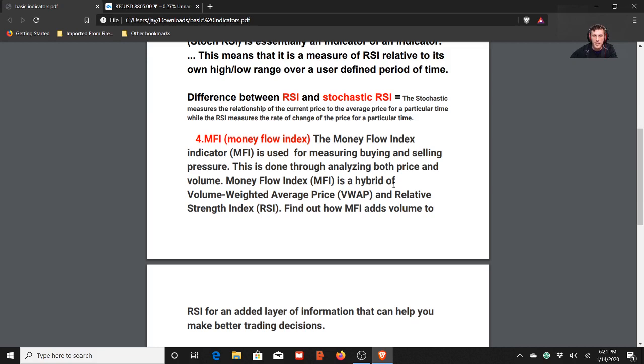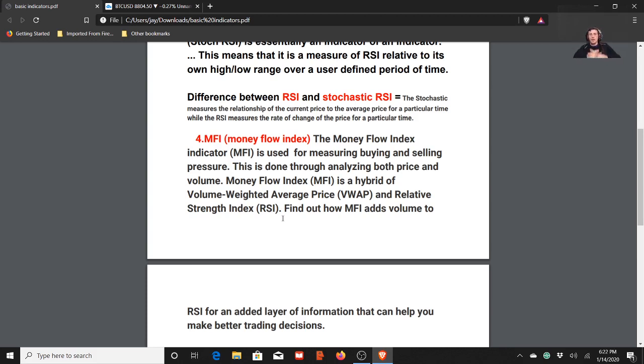This is a whole separate indicator, the VWAP. It's just telling you that it's like this. And a relative strength index, RSI. It's basically what the MFI is: regular RSI, stochastic RSI, and volume all added together.